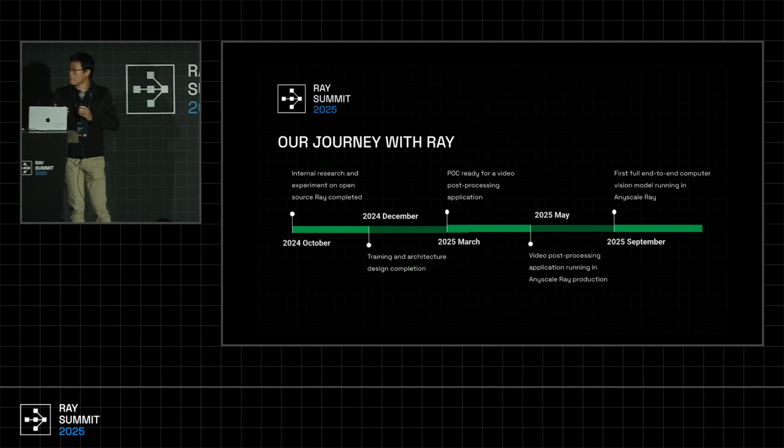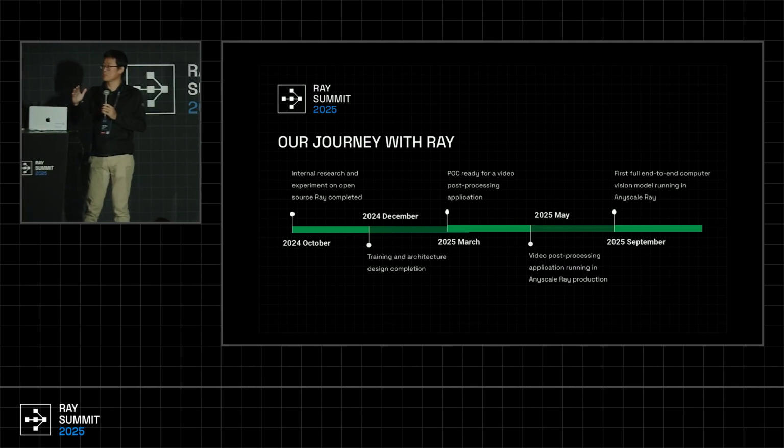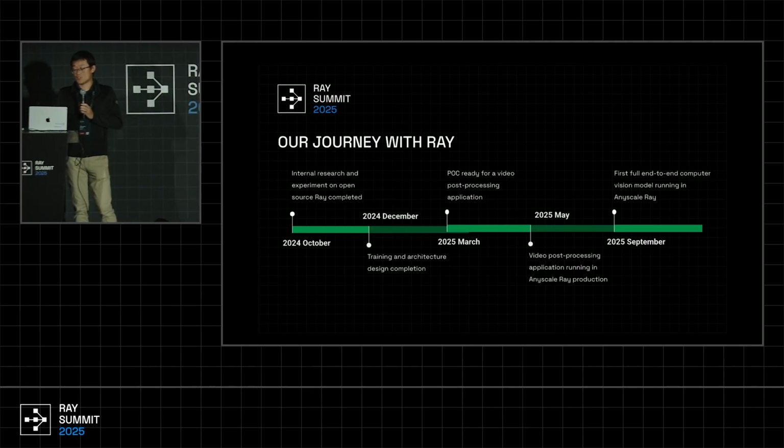And in March 2025, we built the first POC ready for the video post-processing application, which does decoding, transcoding, and face and license plate blurring on the cloud side, not on the edge. It does a lot of things, and we were previously running it on Kubernetes natively without any framework on top. Then in May 2025, this application went into production. So far, for six months, we haven't received a single production issue. It has been very stable.